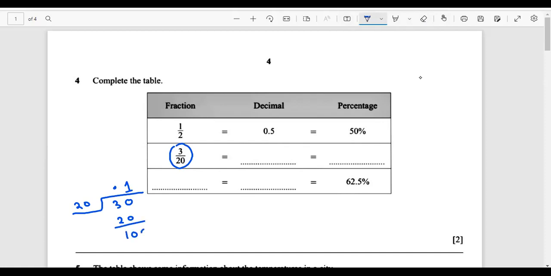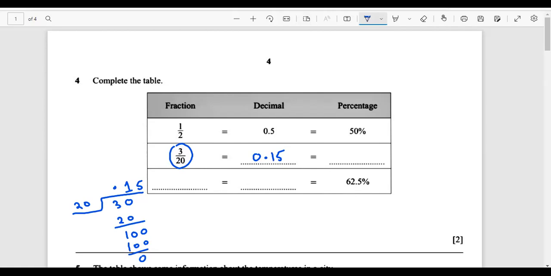10 is not enough. I need another 0. So 20 multiplied by 5 is 100. So this would become 0.15. Now I need to convert this decimal number to percentage.